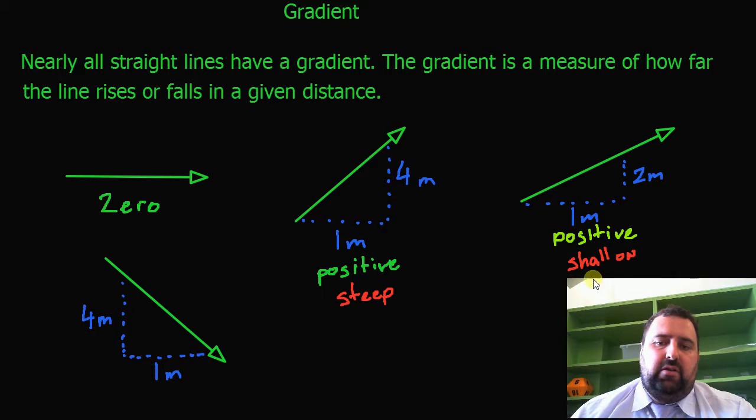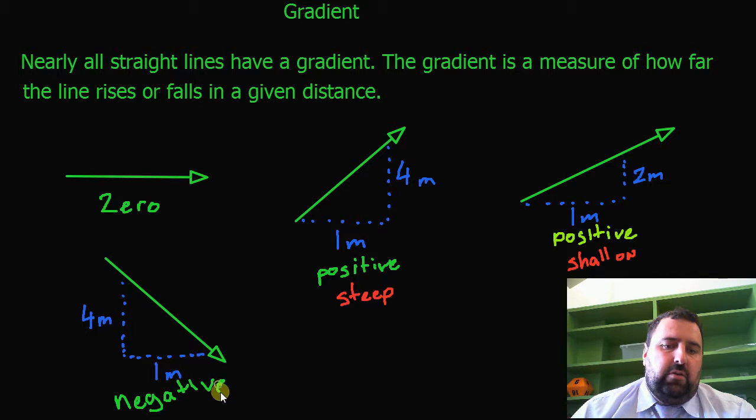Now remember, these words are written in red because we don't actually use the word shallow. We're going to look at numbers. But this one here, for every meter I go forwards, I actually fall by 4 meters. Okay, so I'm running down a hill essentially. We call this a negative gradient. Negative because as I move forwards, I go down the hill.